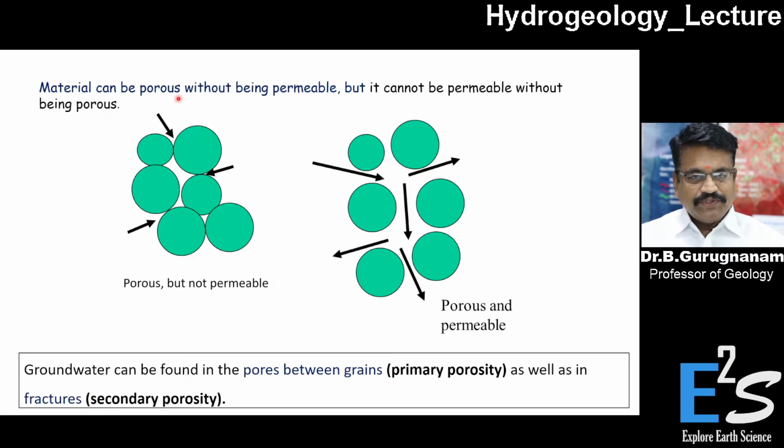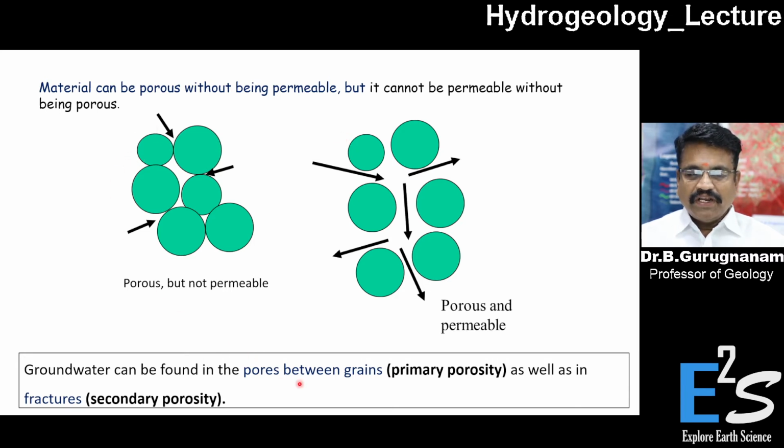A material can be porous without being permeable, but it cannot be permeable without being porous. If you have open spaces, then you can think of whether the open spaces are connected or not. If you don't have open spaces, then there is no question of permeability. You can find material that is porous but not permeable. You can see here the material is not allowing water or air to move from one place to another. It is packed, so it is porous but not permeable. Here it is porous, and you can see it's permeable.